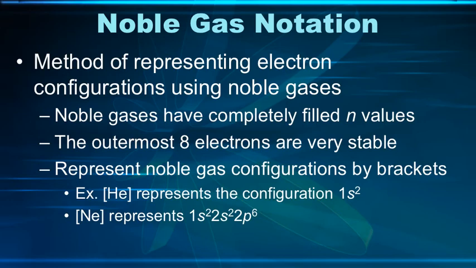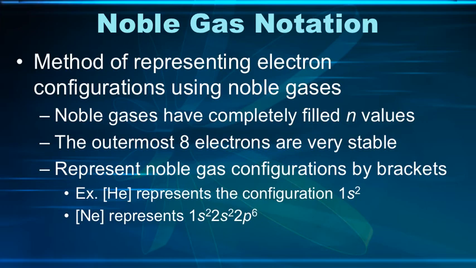Okay, so your periodic table might also have this listed as what we call a noble gas notation. So this is kind of a shorthand way of doing these electron configurations. It's a method of representing electron configurations using noble gases. Noble gases have a completely filled valence level, right? So if you look at the far right of your periodic table, each of those has completely filled the end of that particular energy level.